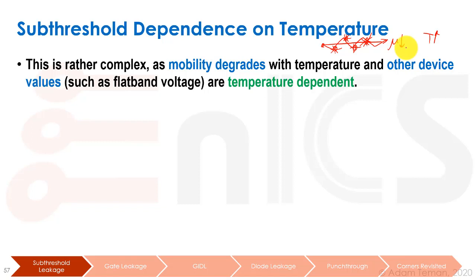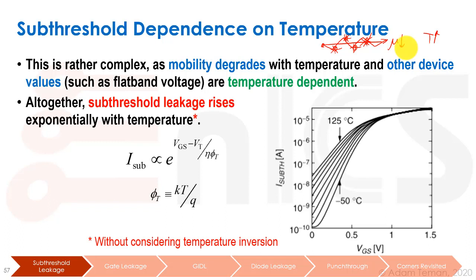And we have other device parameters such as flat band voltage that are temperature dependent, and VT, which is temperature dependent. So if we actually take them all into account and run simulations or tests, what we'll see is that subthreshold leakage actually rises exponentially with temperature. That's without considering temperature inversion, but temperature inversion isn't as important, again, for leakage, as we'll see in a moment. So the subthreshold current is e to the power of VGS minus VT over nVT. We have a dependence of temperature here. We have a dependence of temperature here. And what comes out in the end is that we get this exponential rise of subthreshold leakage with temperature.